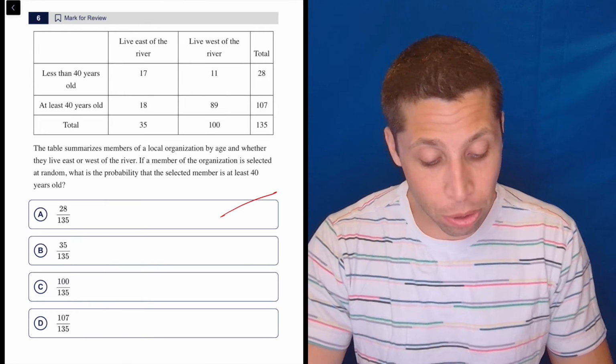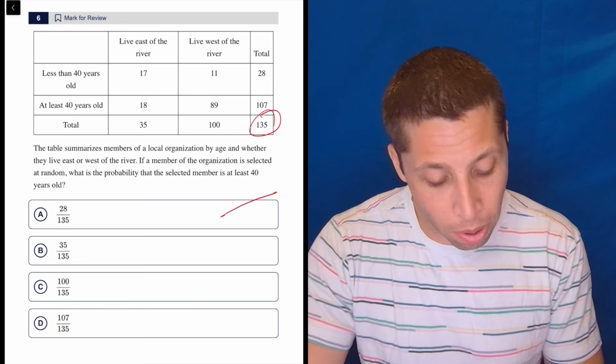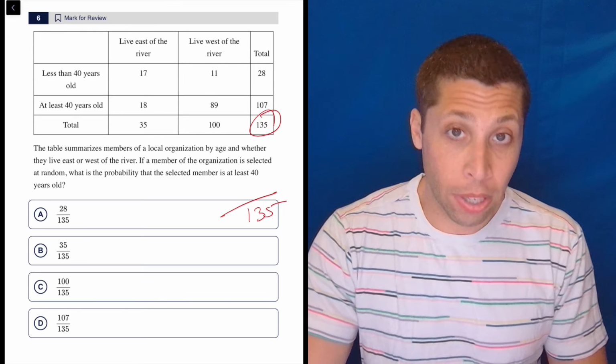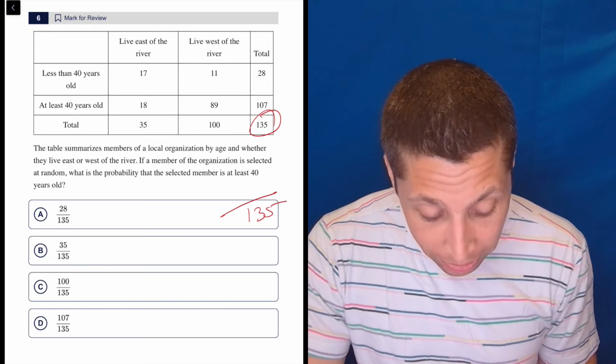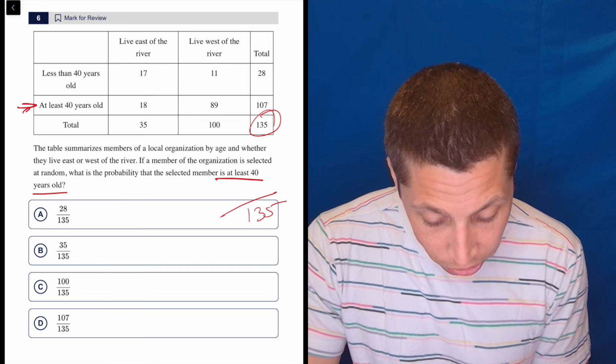And so yes, there is no twist. The denominator of this fraction, the bottom of this fraction, is everyone, the 135. So there you go. And then what do we want? We just need to read carefully. They are at least 40 years old.